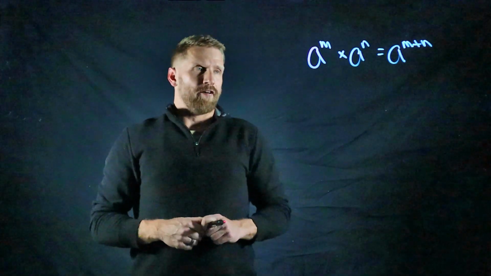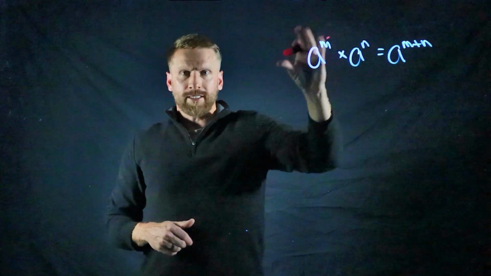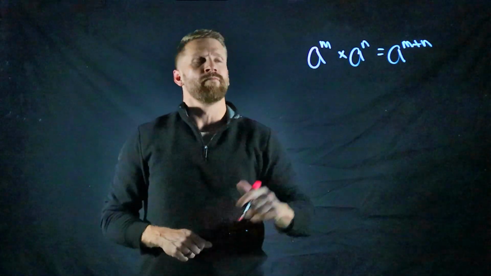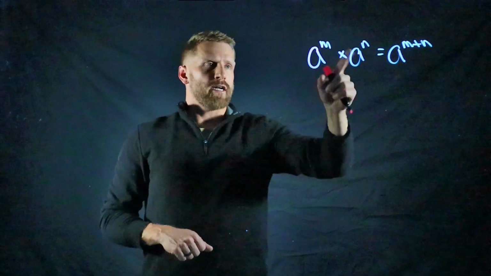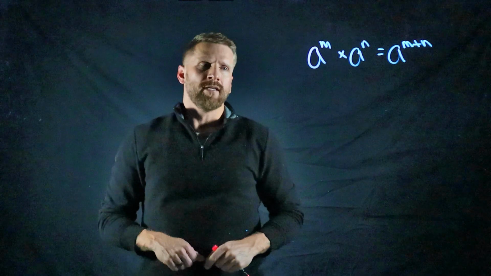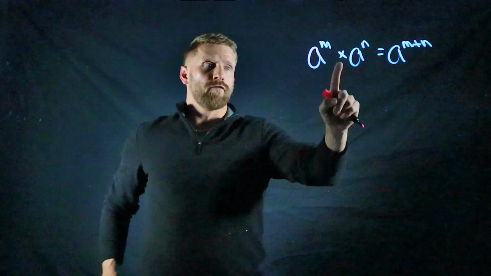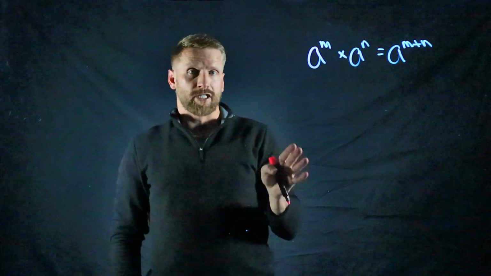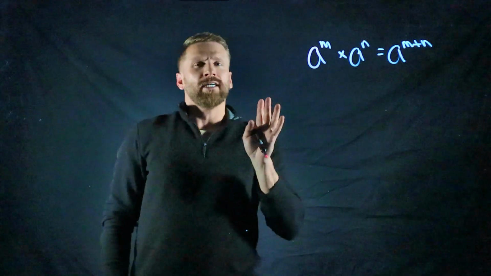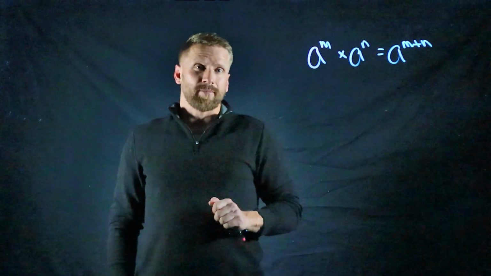So here I have a to the m, which tells me it's an exponent. I'm multiplying another exponent, a to the n. Now this law only holds true if I'm multiplying. I can't have division, addition, or subtraction. So that's the first one. Seems like it's a moot point, but it does make a difference.